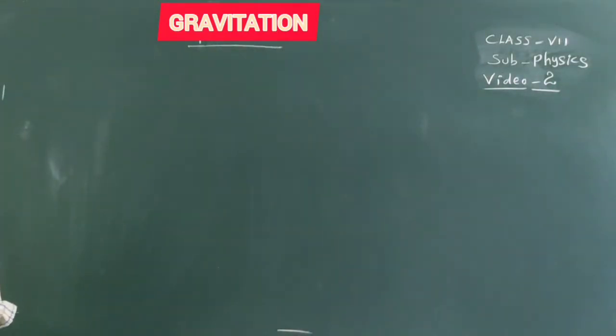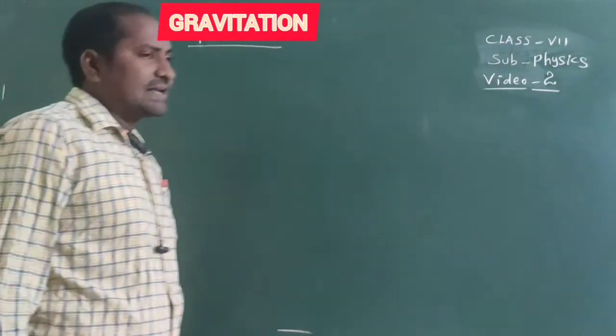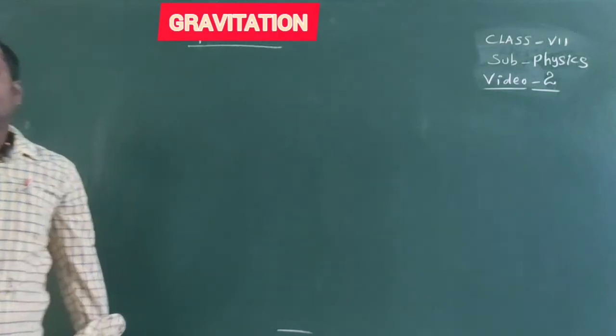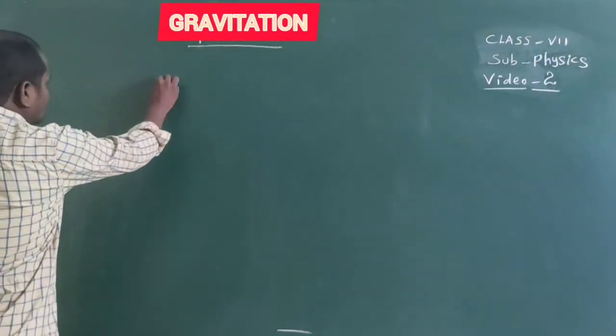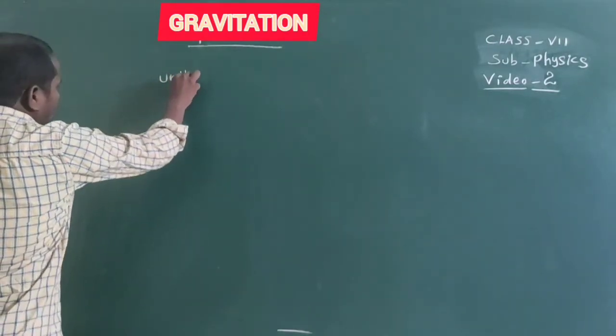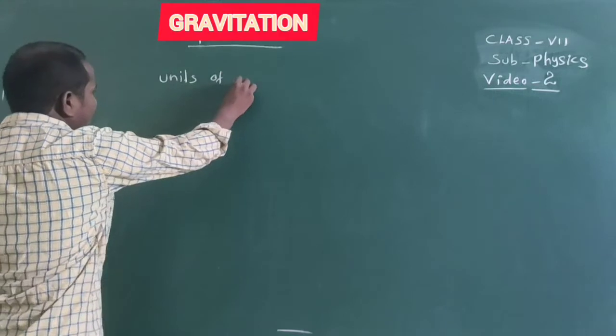The universal law of gravitation means every body in the universe attracts every other object with a force which is directly proportional to the product of their masses and inversely proportional to the square of the distance between them. That is called the universal law of gravitation. So from that, units of gravitational constant G.